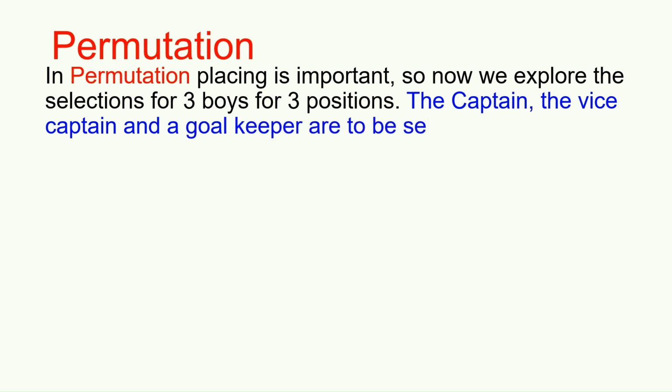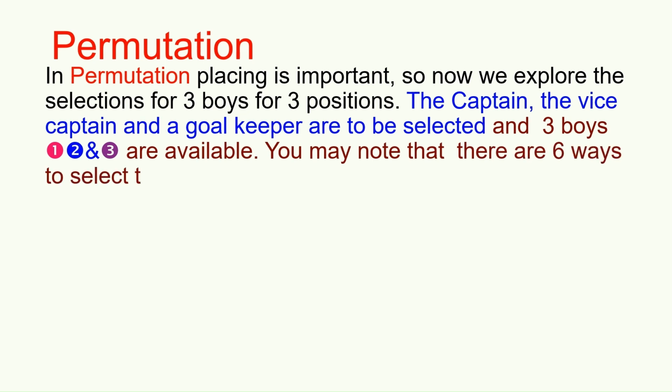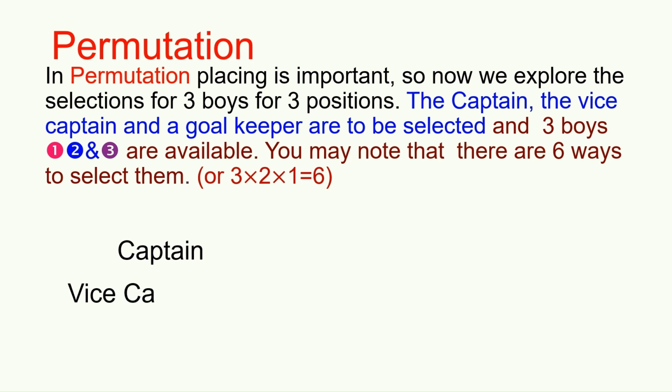For 3 positions, the captain, the vice-captain and the goalkeeper, to be selected, and 3 boys numbered 1, 2 and 3 available, you may note that there are 6 ways to select them, or 3 times 2 times 1 is equal to 6.